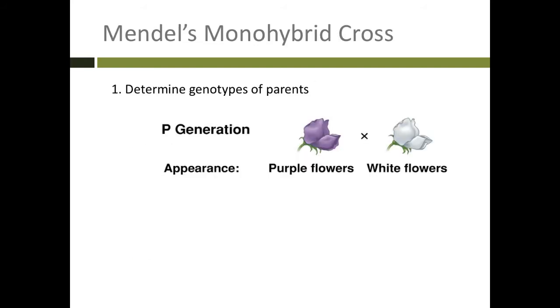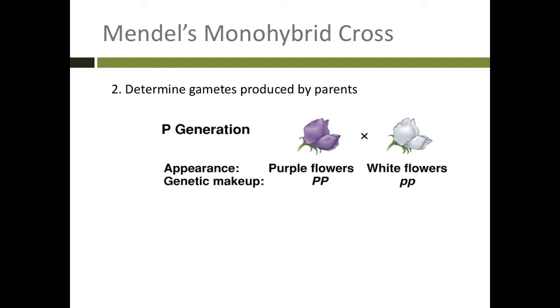The first step in setting up a Punnett square is to determine the genotype of the parent. Mendel already knew the genotype. For multiple generations, the plants with purple flowers always had offspring with purple flowers, so there couldn't have been any white alleles mixed in there. The plants with white flowers, for multiple generations, always had offspring with white flowers, so there couldn't have been any purple alleles in their chromosome. The purple plants are big P, big P, and the white plants are little p, little p.